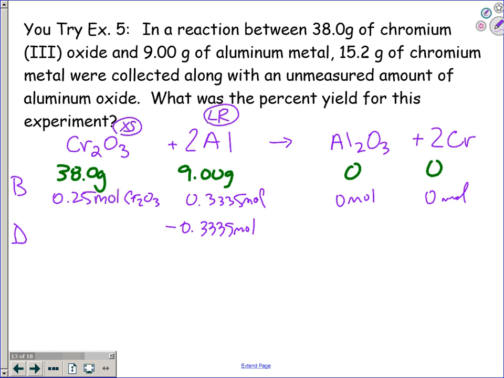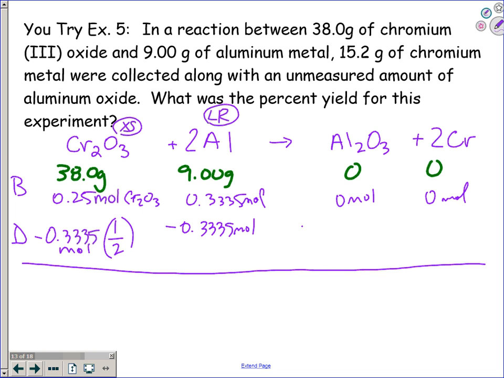That's the purpose of the limiting reagent. I'm going to use that same number though. The limiting reagent controls the changes here. Subtracting 0.3335, but with what ratio here? 1/2, because it's 1 mole of chromium oxide that reacts with every 2 aluminums. So if you're noting that for yourself, for the mole ratio, who always goes in the bottom? The coefficient of the limiting reagent is in the denominator. Basically I'm converting the moles of the limiting reagent to the amount of that chromium 3 oxide that would be reacting with it.